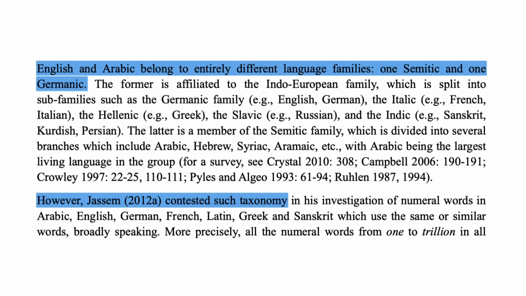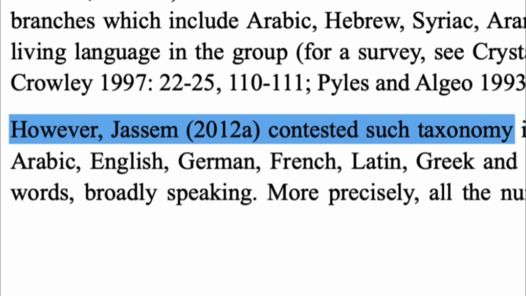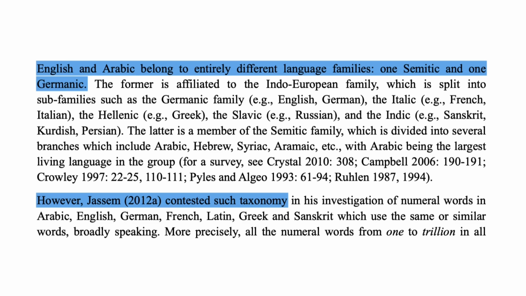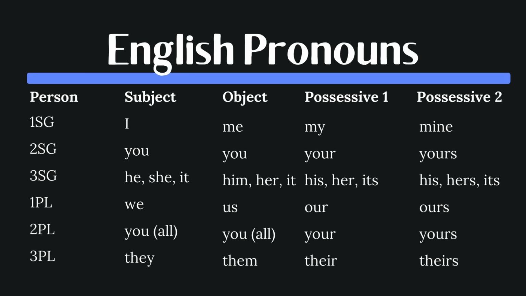Immediately, we're hit with an interesting reference. Indeed, this is the first of 9 other times he references his past work within a 20-page paper, in this case citing how he contested the idea that English and Arabic belong to different language families. Fair enough though, I guess. Let's hear him out. Jassem then presents the personal pronouns of the languages he's working with.